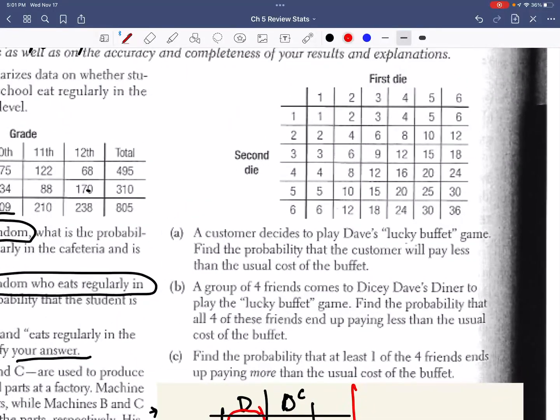Okay. Now they made the table for you, which is nice. We could have made it. And again, it makes sense. This is 6 times 6. This is 1 times 1, and every other combination of the product.